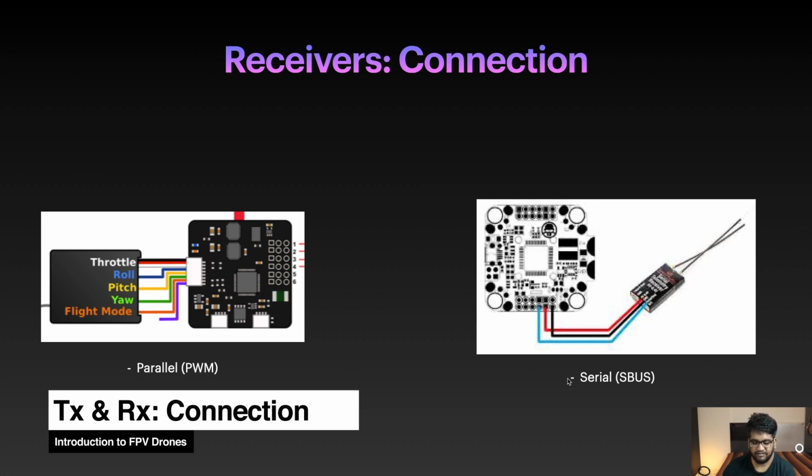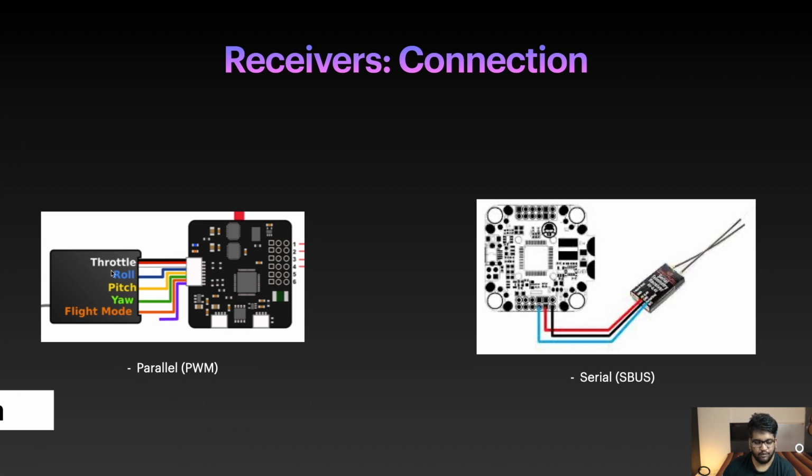A receiver connection with the flight controller, we will discuss that in the flight controller section, but I've already mentioned that there are two kinds of connection you can do between the receiver and the flight controller. One is the parallel, where each channel has its own connection. Throttle has its own wire, roll has its own wire, pitch has its own wire, and so on. In the serial, there is only one wire and all the data of all channels is transmitted on that particular wire.